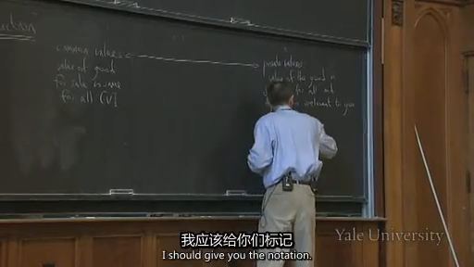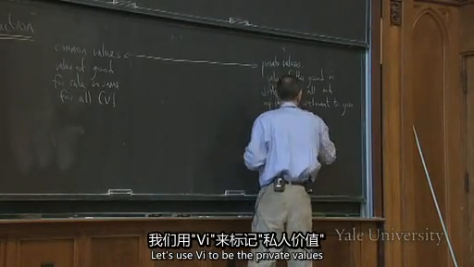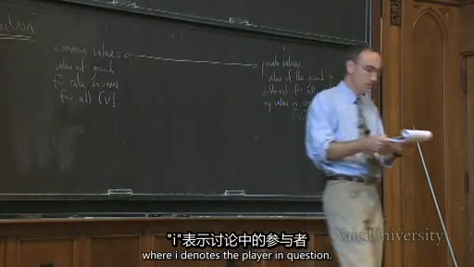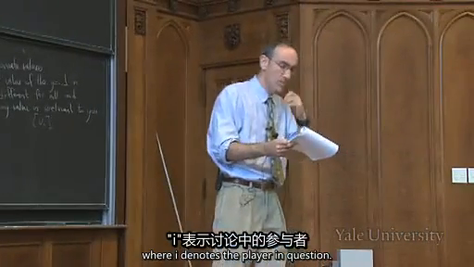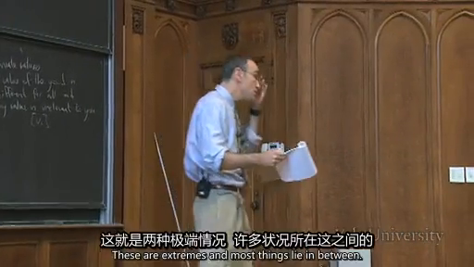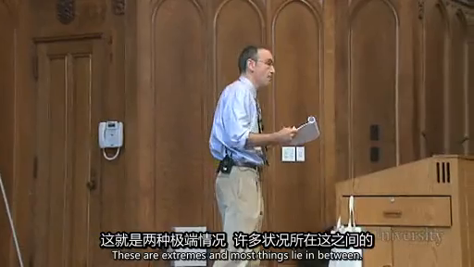All right, I shall give you notation. Let's use V sub I to be the private values, where I denotes the player in question. These are extremes, and most things lie in between.